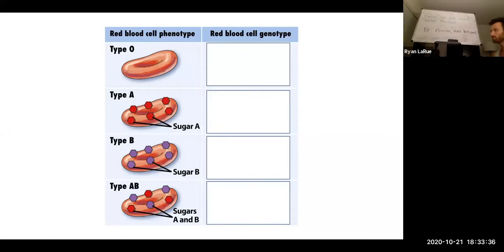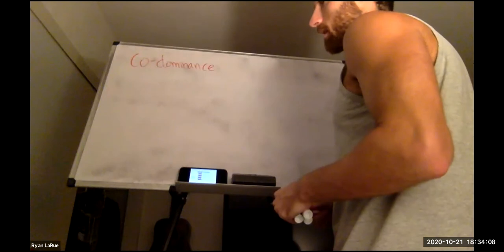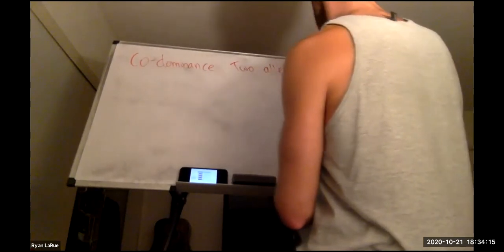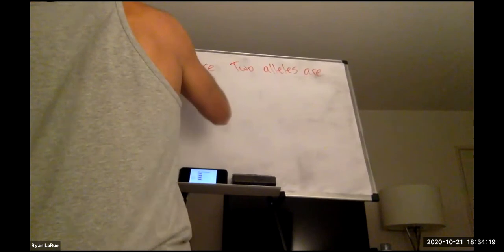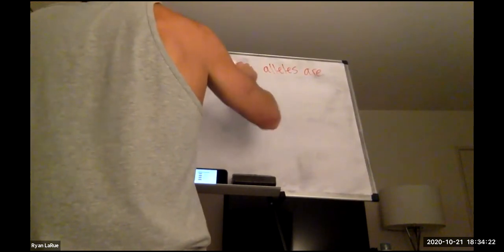So this next example has to do with codominance. It's another term that we're going to learn. So it's blood type. It's kind of the classic example of codominance. And codominance is when two alleles are equally expressed, or, I'll write, share dominance.